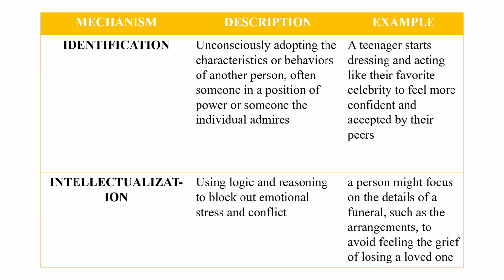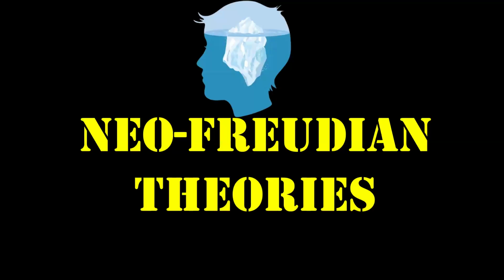Then we have internalization, that is using logic and reasoning to block out emotional stress and conflict. Okay, for example someone has passed away, so you're not crying for the grief, you're avoiding your feelings, and you are thinking about what next, how to handle this situation and how to take control over people and how to manage everything. You're not crying, you're just arranging things to avoid your grief. Okay, that's internalization. Now we'll talk about neo-Freudian theories.